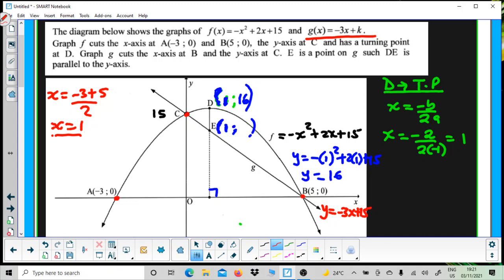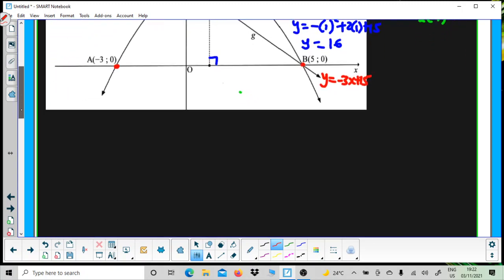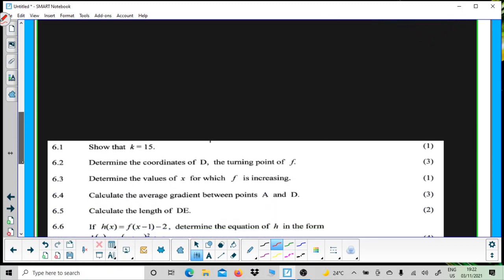Notice this. This is a very important statement because DE is parallel to the y-axis. Did you hear me saying that it was a perfectly vertical line? I know that because it is parallel to the y-axis, so it's perpendicular to the x-axis. Those are the things that are good to notice. Let's see what the questions were about this one. So the questions were simple.